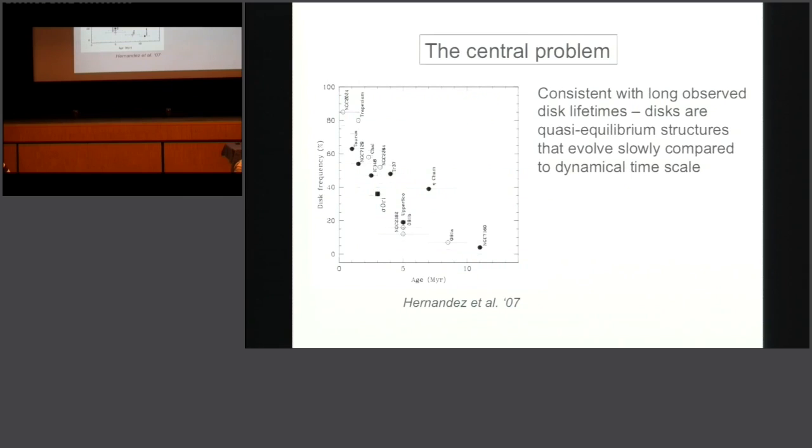So this is the central problem, and of course, in some sense this is why disks exist in the first place. We already said that disks are very long-lived structures living for millions of dynamical times, and that is reflecting the fact that basically they're very close to being stable equilibrium structures of gas around a star, which actually only want to evolve on much longer timescales than the dynamical timescale.